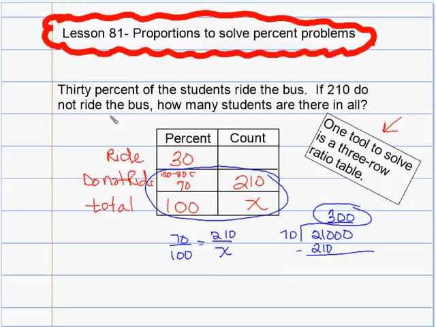So that is basically how you use proportions to solve percent problems. You can organize the information in a chart, and just make sure that you're labeling every row, because sometimes they will give you the percent that corresponds with the number and sometimes they won't. So you need to know where to put that information.